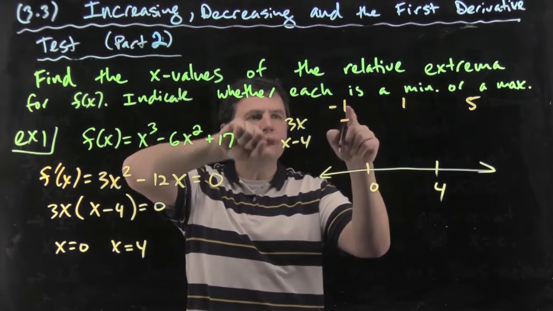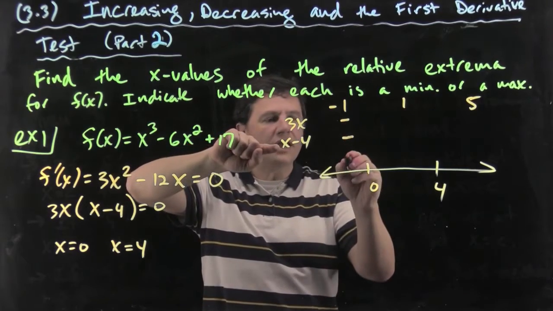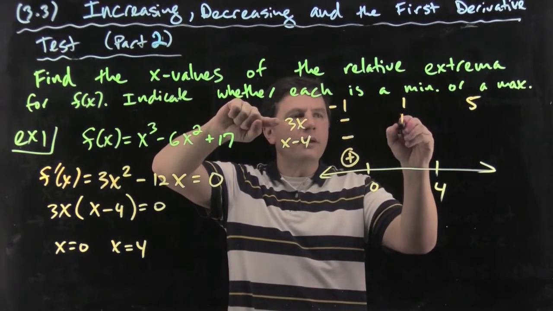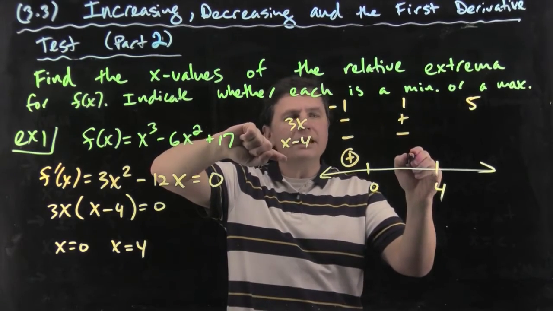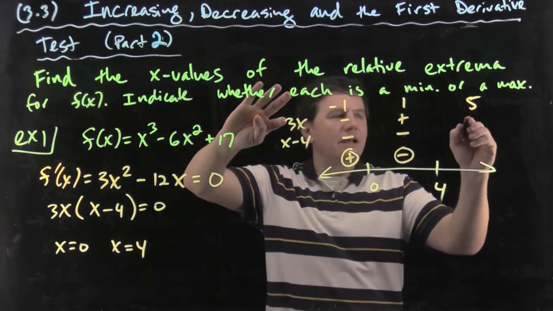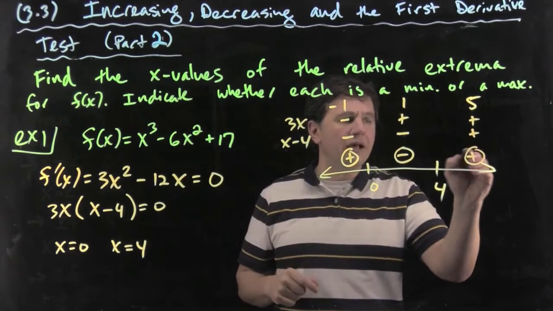So this is negative. This will be negative. Right? So the negative times a negative will be a positive. Okay? So this would be a positive. This would be a negative. Positive times a negative is a negative. 5, that's a positive. And that's a positive, so this is a positive.